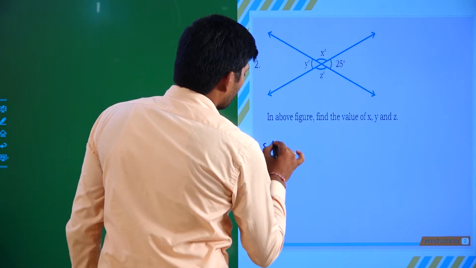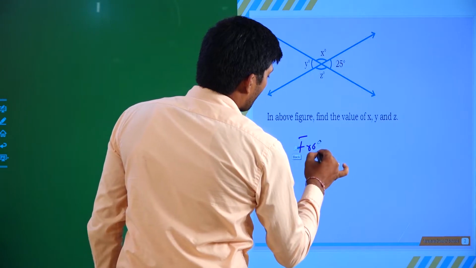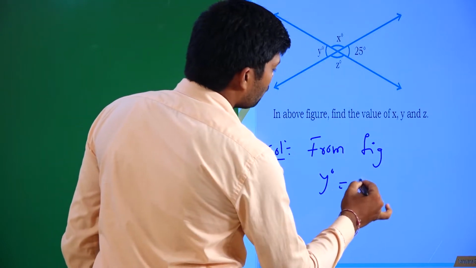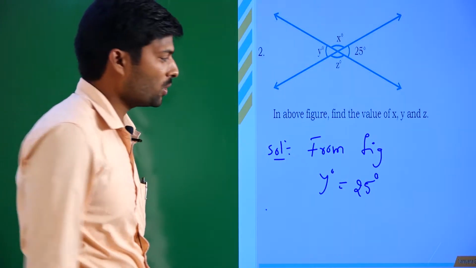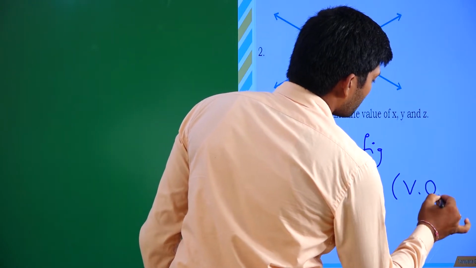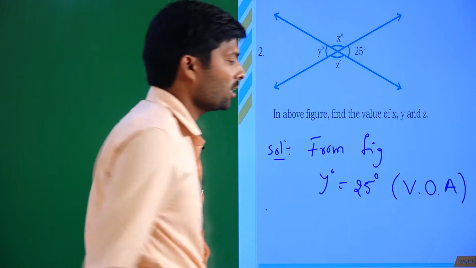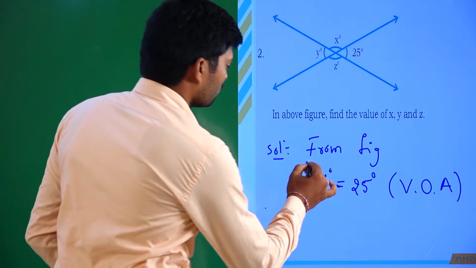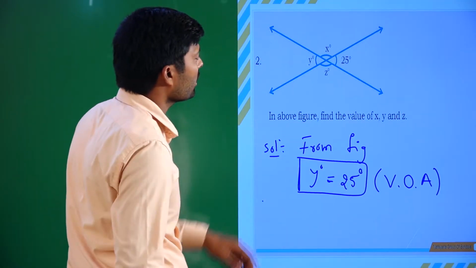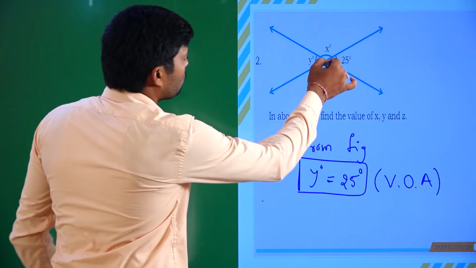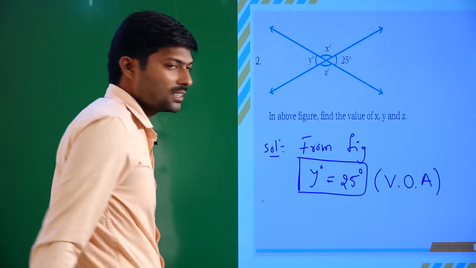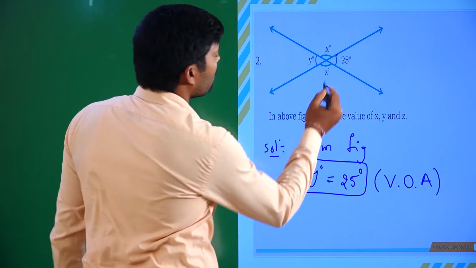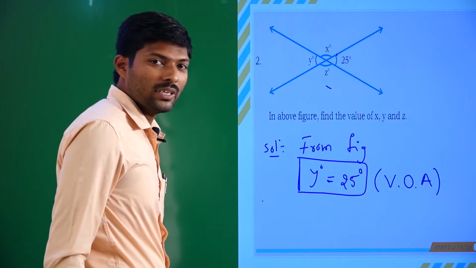From the figure, y is equal to 25 degrees, because vertically opposite angles are equal. So we have obtained the value of y. y is equal to 25. Similarly, what about these two? If you take 25 degrees and z degrees, the sum of them forms one linear pair. It means the sum of these two angles must be 180 degrees.